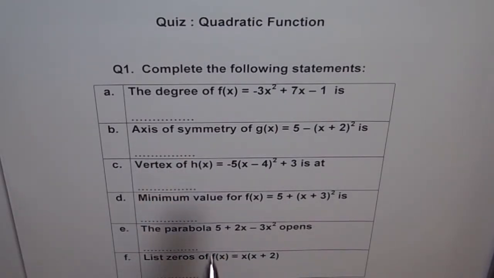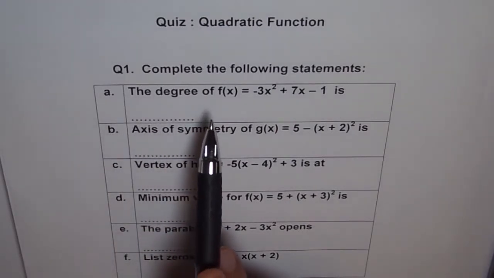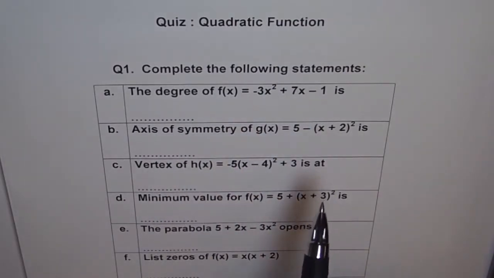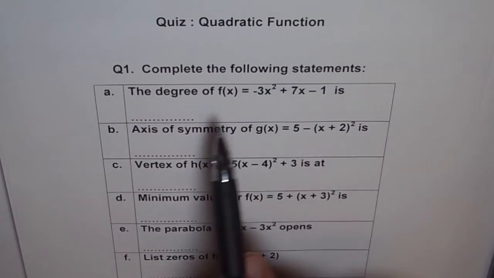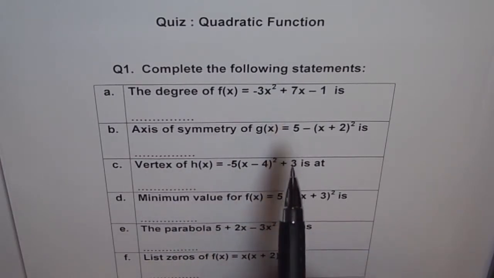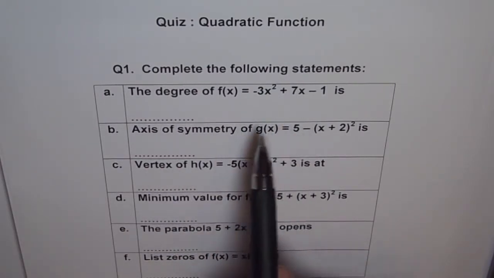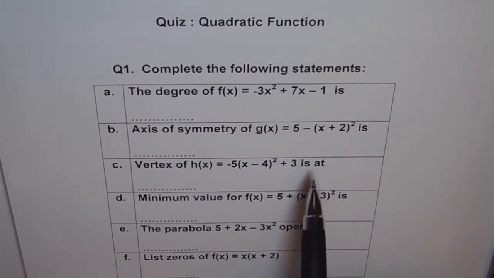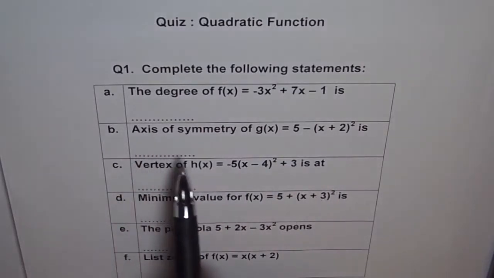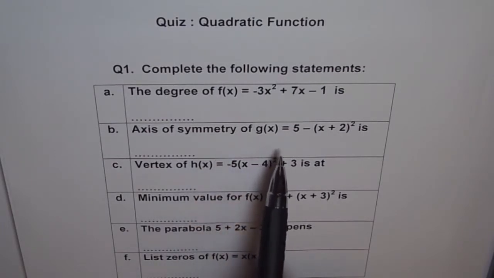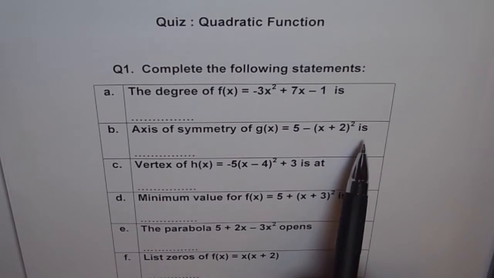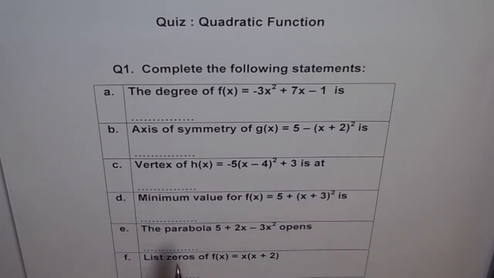The question is, the degree of function f of x equals to this is what? So you have to go through the question and write down your answer here, and that's the whole objective, okay? So I'd like you to make a note of these questions and answer them in your sheet. The second one is, axis of symmetry of g of x, which is equals to 5 minus (x plus 2) whole square is, you can write it here.